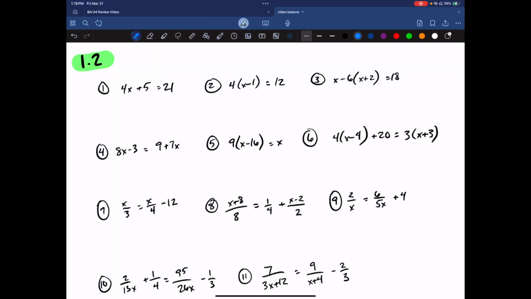Hello, welcome to 1.2. All right, in 1.2, all we're trying to do is solve for x, or solve for the variable. It could be any variable, but in this case, it's x.